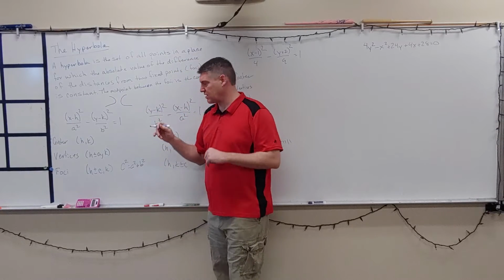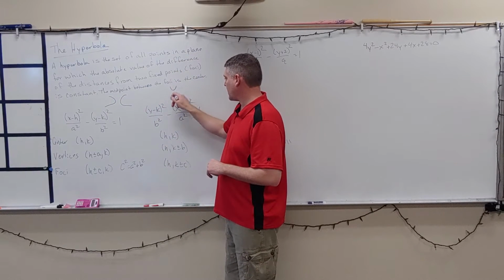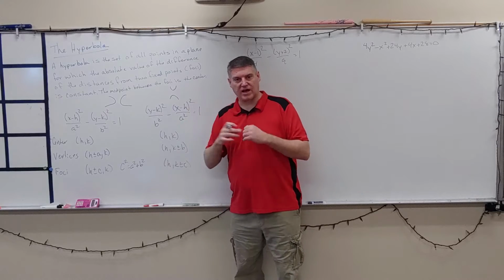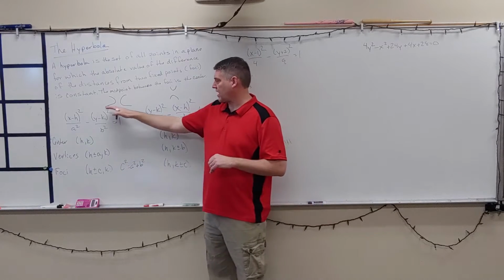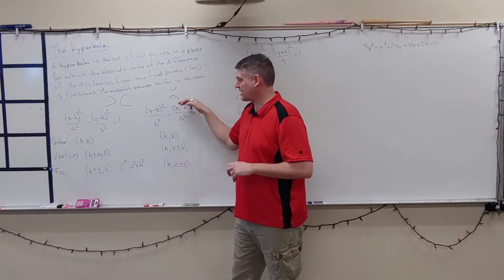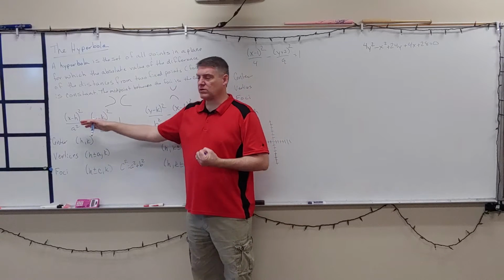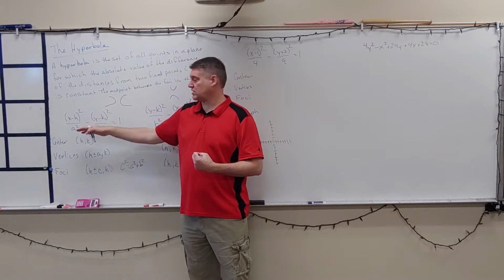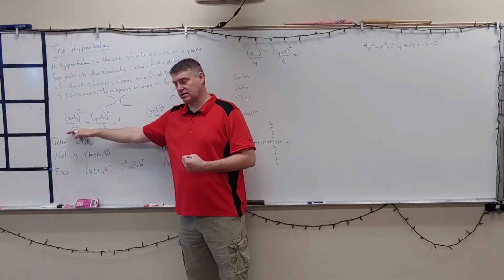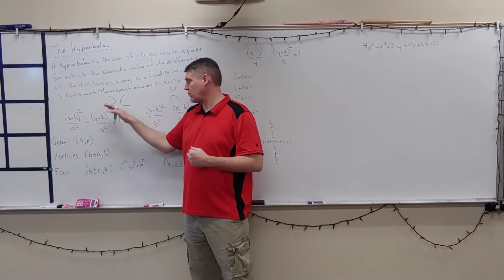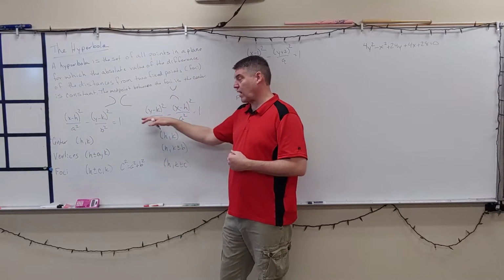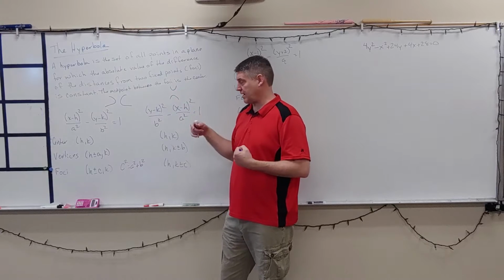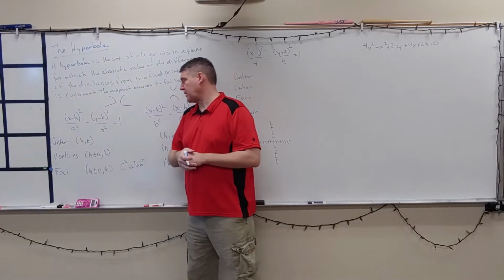So they're going to be facing opposite directions. So we have a left and right opening and an up and down opening. When we're looking at our equations, if the x is positive, we open left and right. If the y is positive, we open up and down. So we have these formulas here.